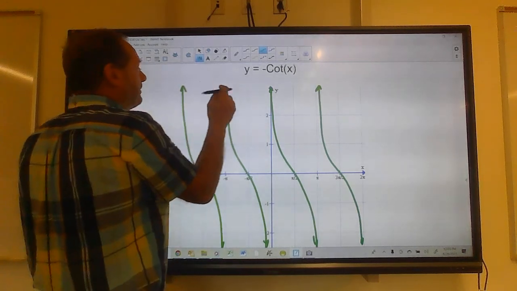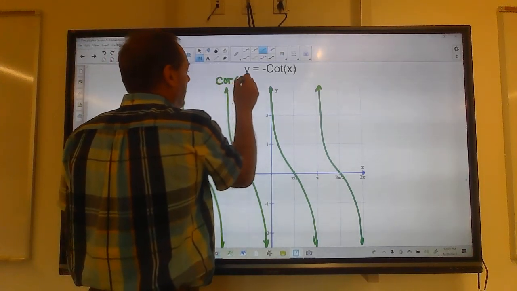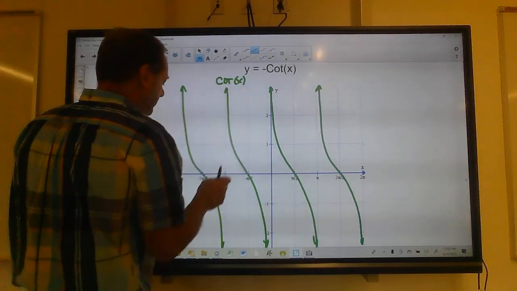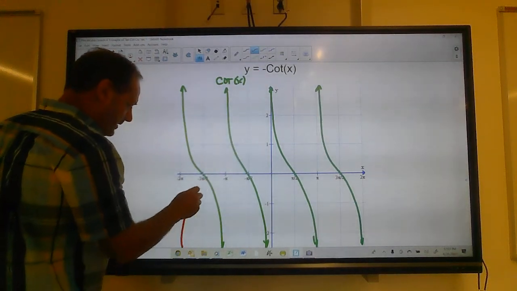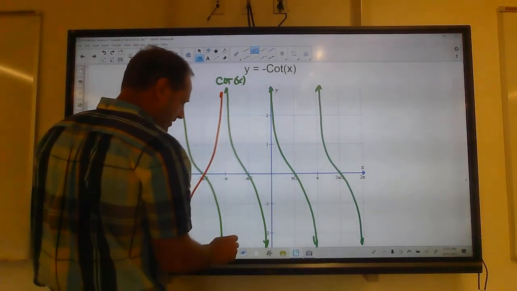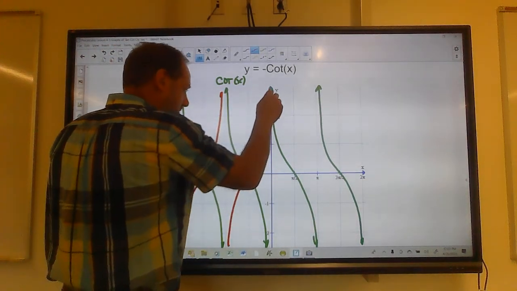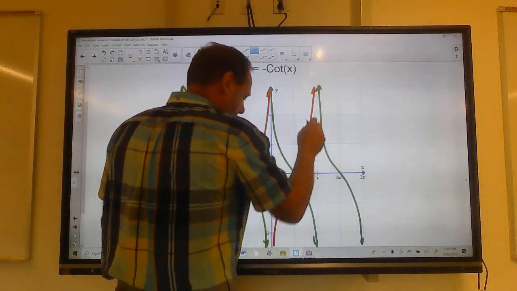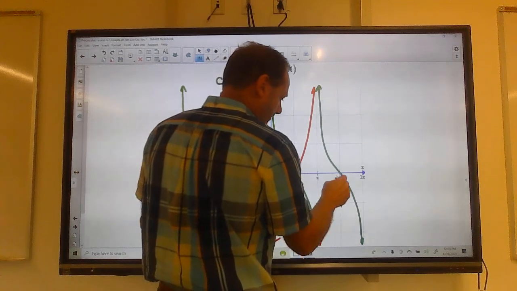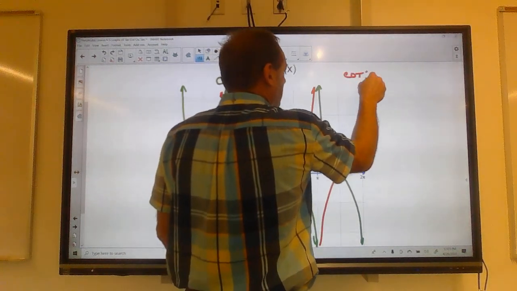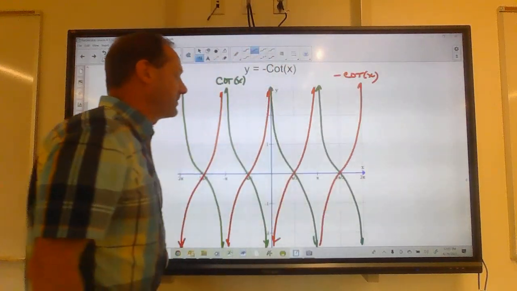And then I go ahead and label it. So this is cotangent of x. Then I'm going to come back and do the negative cotangent of x. Well, that's just going to flip this upside down. So this is going to go like this. And I almost always use my final transformation in red as my final answer. And there's my negative cotangent of x.